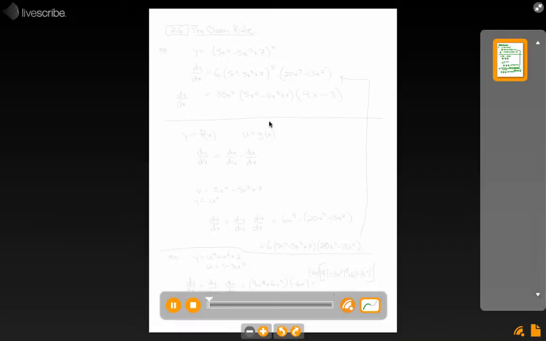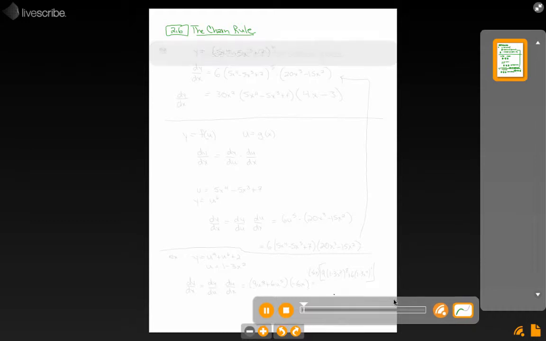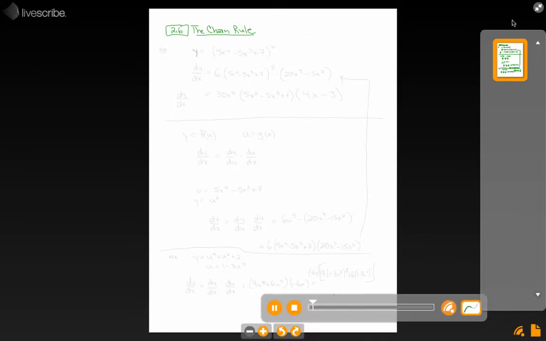This comes out of section 2.6, the chain rule. We've seen that if we have a composite function, something like this, y equals (5x^4 - 5x^3 + 7)^6, we can take the derivative of that without ever expanding it, thankfully, because expanding that thing would be a bit of a nightmare.